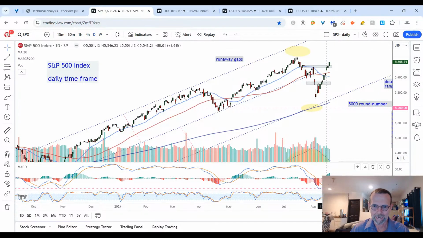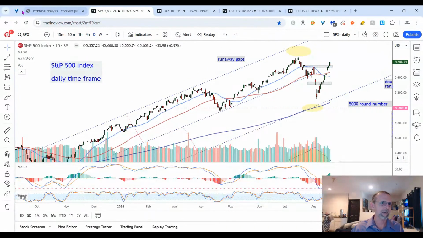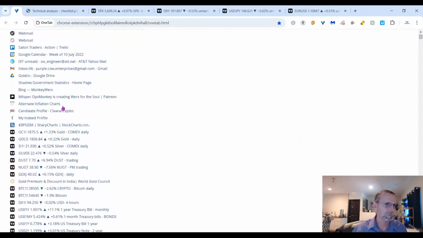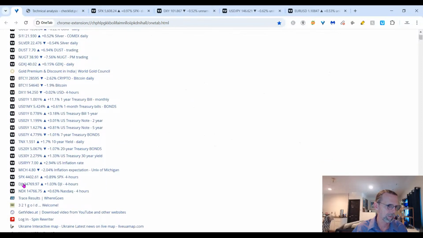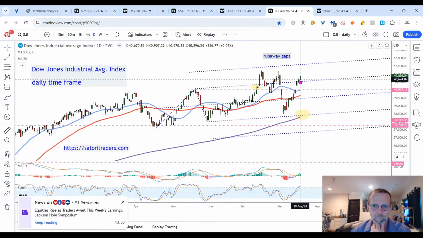We've got MACD, we've got the signal line up above the zero level, but the moving average still down below that level. So kind of half and half, bear and bull mode. So that's S&P. Let's grab the Dow. Hello, the Dow and the Nasdaq. See what they did today. Another good move, strong move.